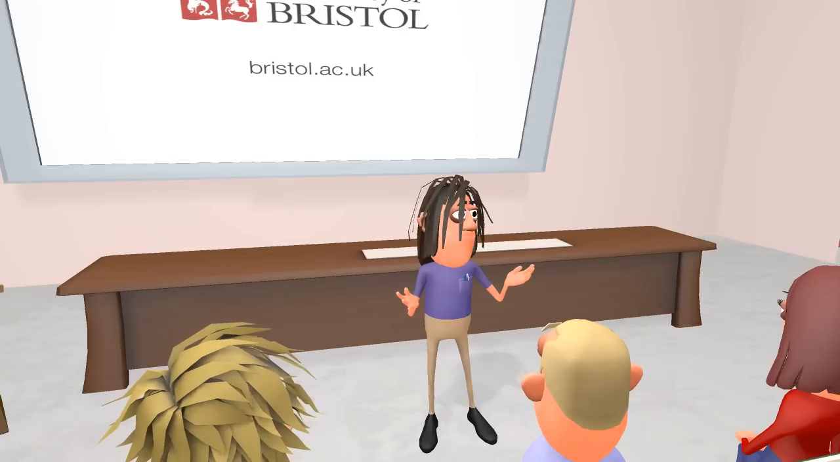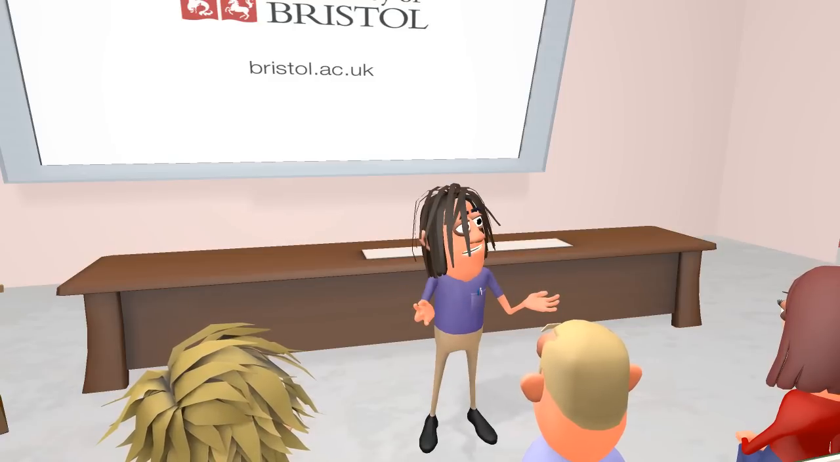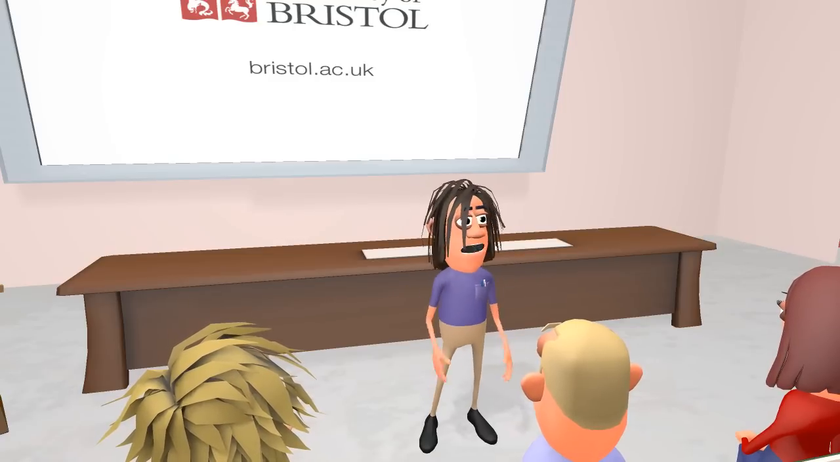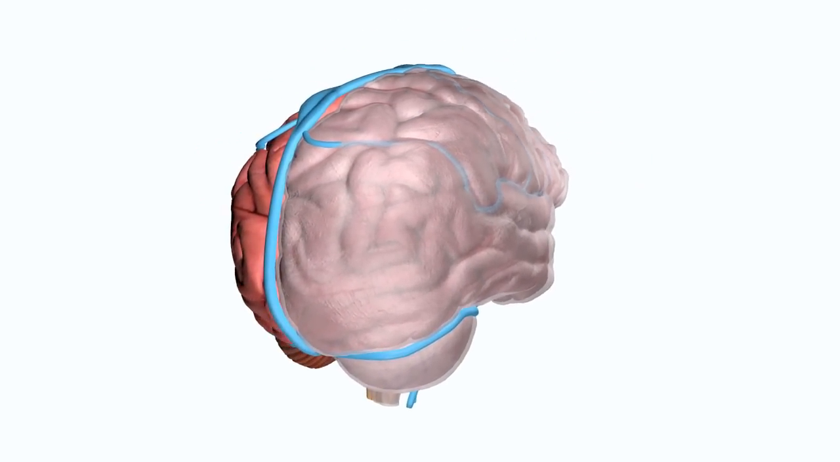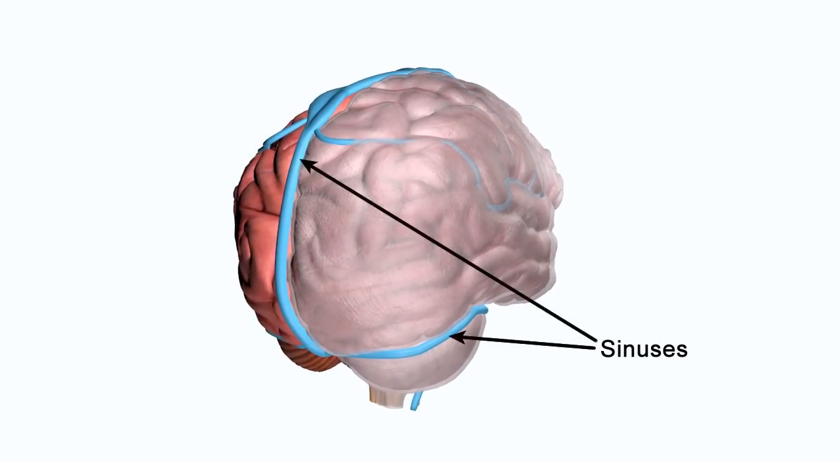Sinuses are the spaces between the meningeal dural membranes and the periosteum that lines the inner surface of the bones of the skull. Sinuses are not true blood vessels, and they sit outside of the dura.